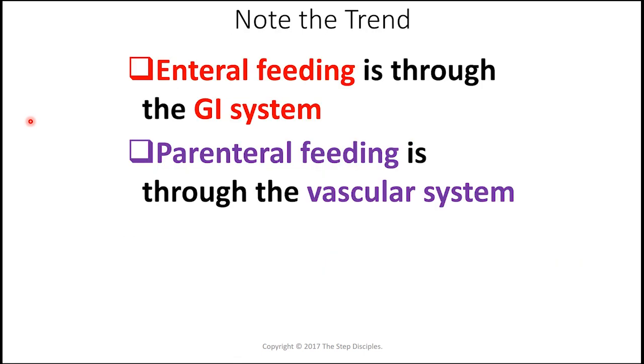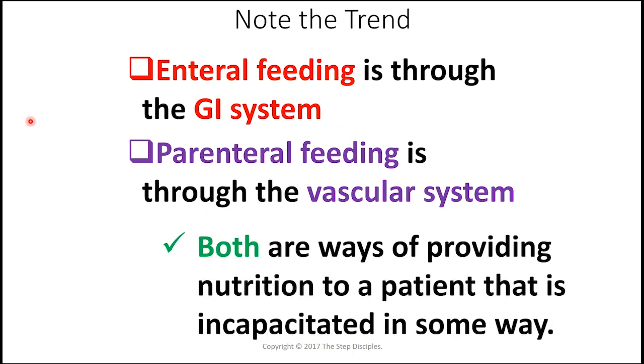Note the trend. Enteral feeding is through the GI system. Parenteral feeding is through the vascular system. But both are ways of providing nutrition to a patient that is incapacitated in some way. And that is the end of the lecture.